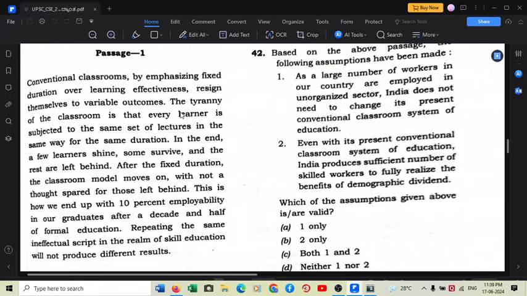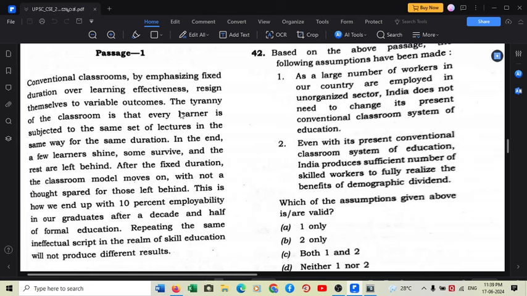Conventional classrooms, by emphasizing fixed duration over learning effectiveness, resign themselves to variable outcomes. Okay, so definitely the passage seems to be on the conventional way of teaching, where the focus is more on duration of classes than the effectiveness of learning. So variable outcomes will definitely be there, because conventional classrooms are focusing on duration rather than understanding of students coming from different backgrounds. For every student the outcome will be different, right?